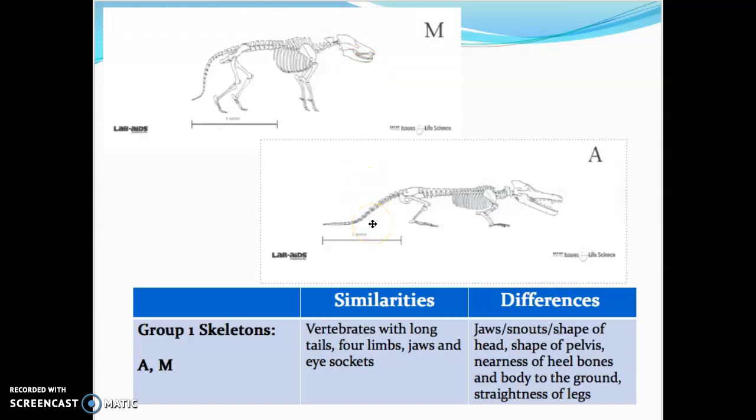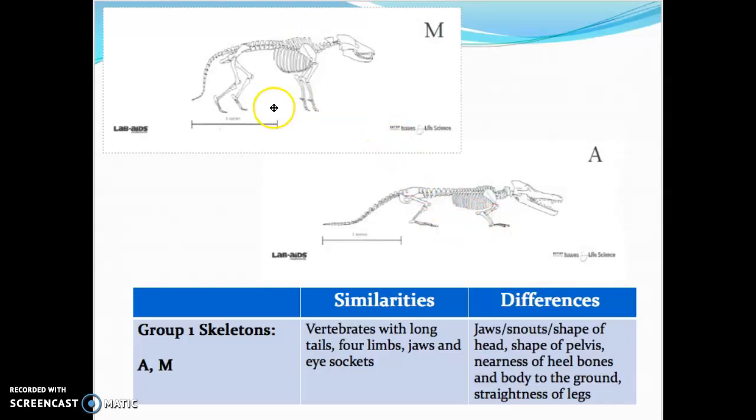In terms of their differences, obviously there's a lot more differences. The shape of their jaw or the shape of their head is different. The shape of their pelvis is different. If you look, this is a little bit more thin and elongated, whereas this pelvis is more short and thicker. The nearness of the heel bones to the ground. So take a look at this animal. The foot is pretty flat, same in the front.